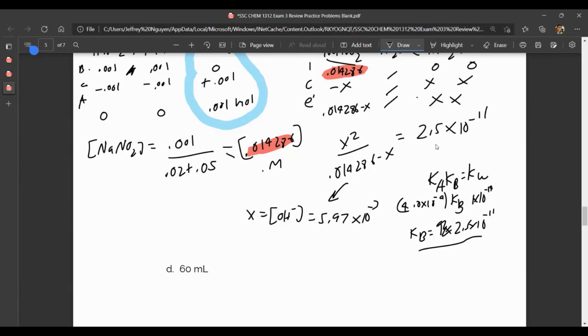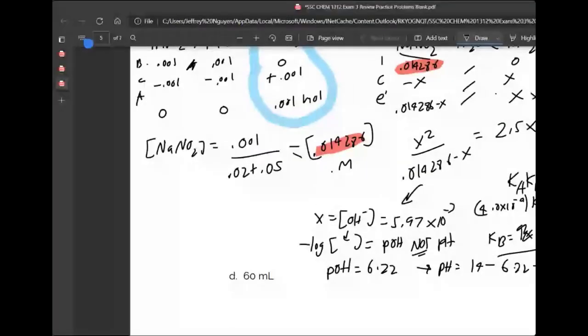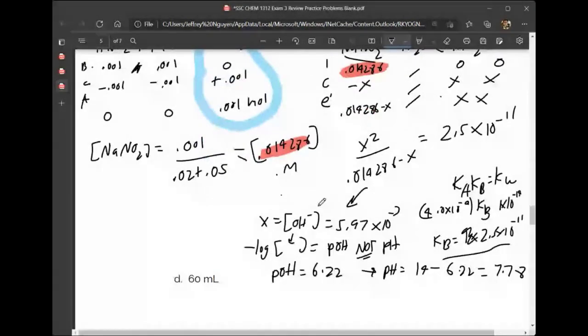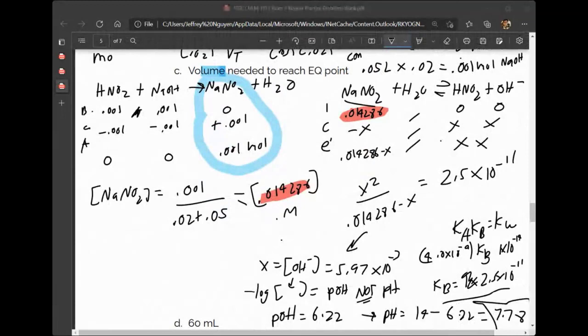Okay, so when you take the negative log of this, it gives you pOH, not pH. What you can do to mess up is, you did all this work, but then you report it as, oh, this is pH, but that's not the case because it's OH minus, okay? So when you plug in, pOH is 6.22. So in terms of pH, just take 14 minus 6.22, and we have 7.78. Okay. So if you got lost, please let me know where, or if you want me to repeat this process again, because this is a lot.